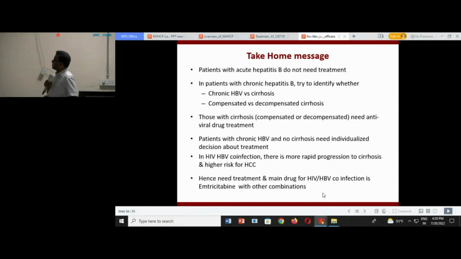patients with acute hepatitis B usually don't need treatment. In patients with chronic hepatitis B, try to identify whether the patient has chronic HBV infection or cirrhosis. Again, in cirrhosis, whether it is compensated or decompensated. So all those with cirrhosis, they need treatment. With chronic HBV and no cirrhosis, the decision is individualized. And when there are co-infections like HCV, HIV, the treatment is a little different.